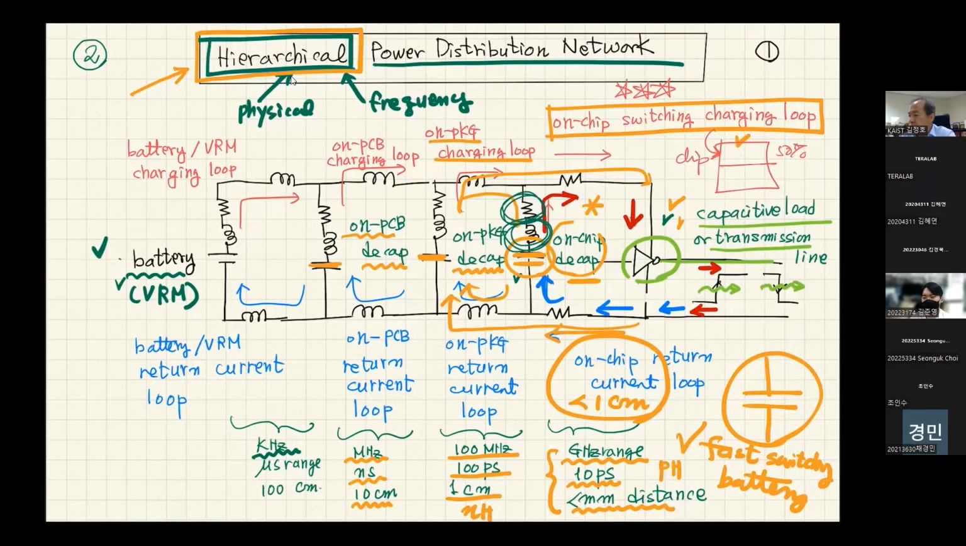So that's why, in the long-term future, probably the main area of your chip is going to be covered by on-chip decoupling capacitors.